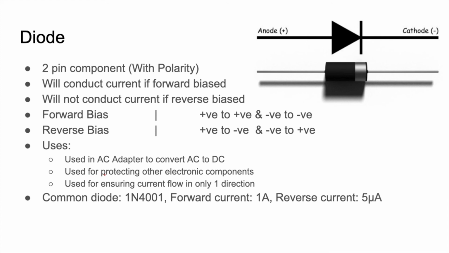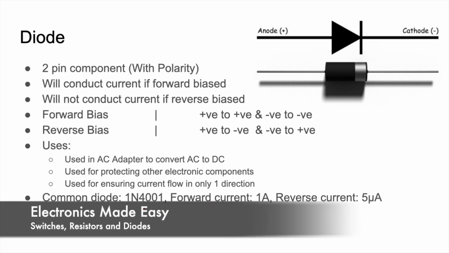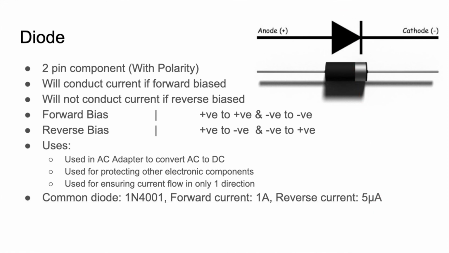Now coming to the second use, it is used for protecting other electronic components. This you will be understanding later. And finally, it is used for ensuring current flow in only one direction. As I told before, diode will be working only in forward bias condition, that is when it is connected like this, positive to positive and negative to negative. If it is connected in the other direction, it is not going to work. That means it will be ensuring current flow in only one direction. Now, an example of a diode is the 1N4001, which has a forward current of 1 ampere and a reverse current of 5 microampere.